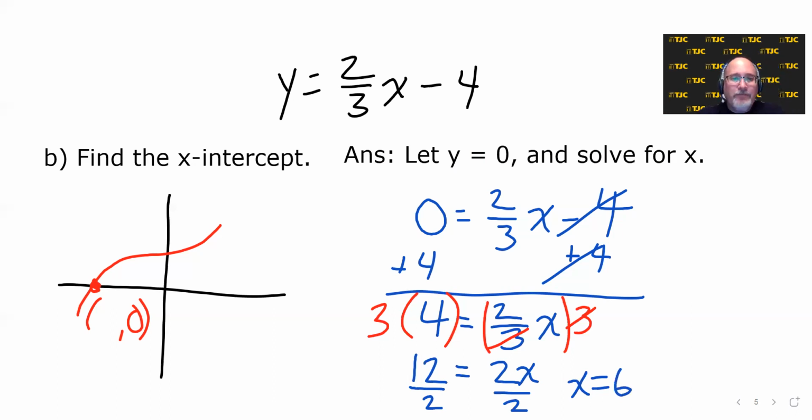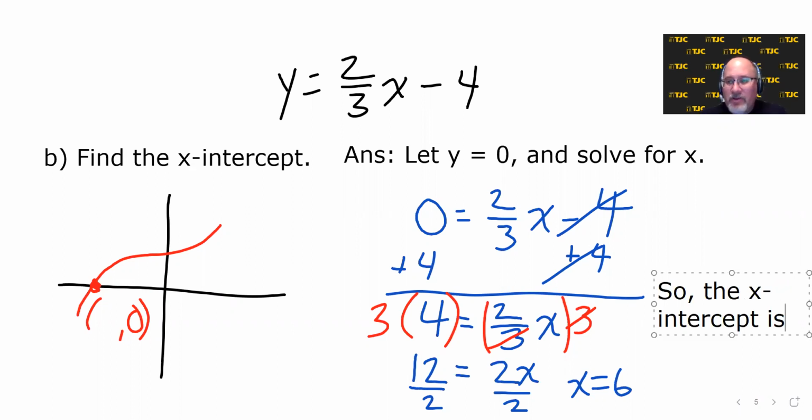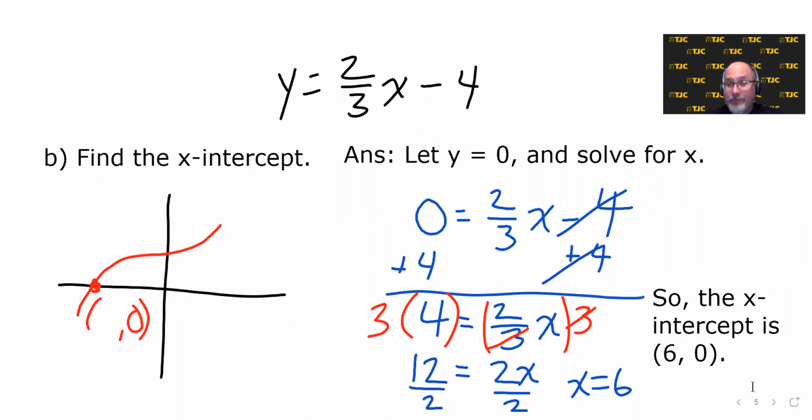So what does this mean? Well, it means our graph crosses the x-axis at x equals 6. But in terms of an ordered pair, the x-intercept is x was 6 when y was 0. Don't let the line break between x and intercept, but because of the spacing, it's just going to have to do. All right, so far we got a y-intercept of 0, -4, and an x-intercept of 6, 0.